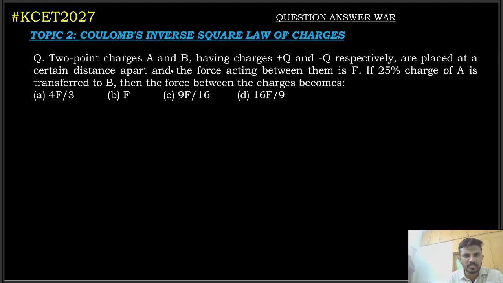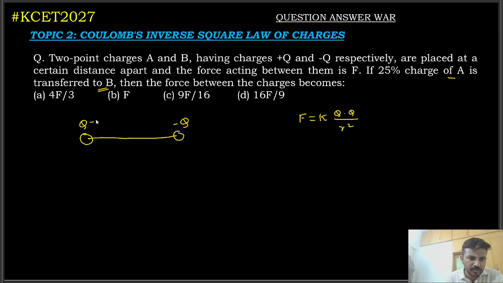Next we have two point charges A and B having the charges plus Q and minus Q respectively placed at a certain distance apart, and the force acting on them is F. Let's consider two charges Q and minus Q separated by some distance. They experience a force that is given by K Q1 into Q2 divided by r square. Okay, if 25% of the charge A, that is positive charge, is transferred to charge B, that is negative charge, the electrostatic force between the charges will be.